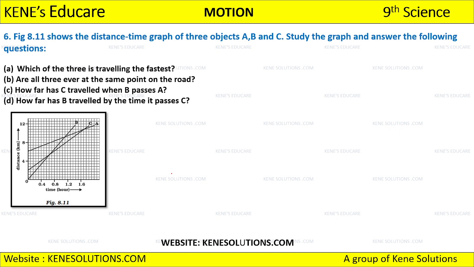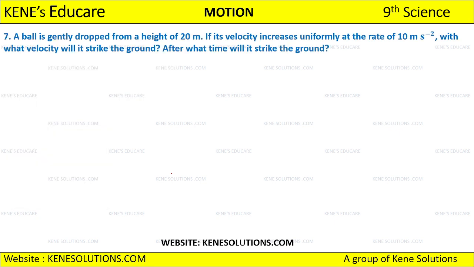Okay, next thing that we have is a ball is gently dropped from a height of 20 meters. If its velocity increases uniformly at a rate of 10 meter per second square, with what velocity will it strike the ground? After what time will it strike the ground? So over here you need to use the formula v square minus u square is equal to 2as. Which formula will you use? 2as is equal to v square minus u square. You have to use that formula and calculate it.